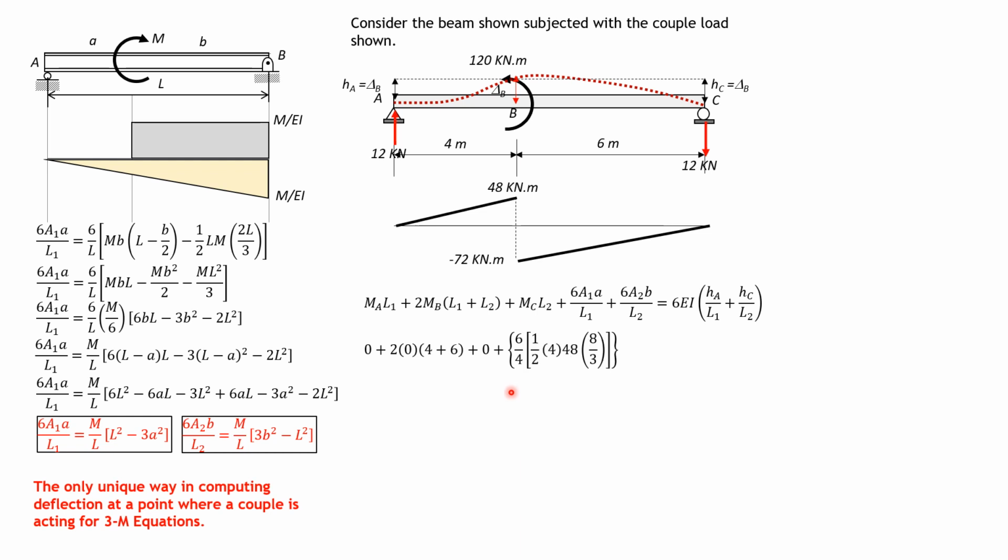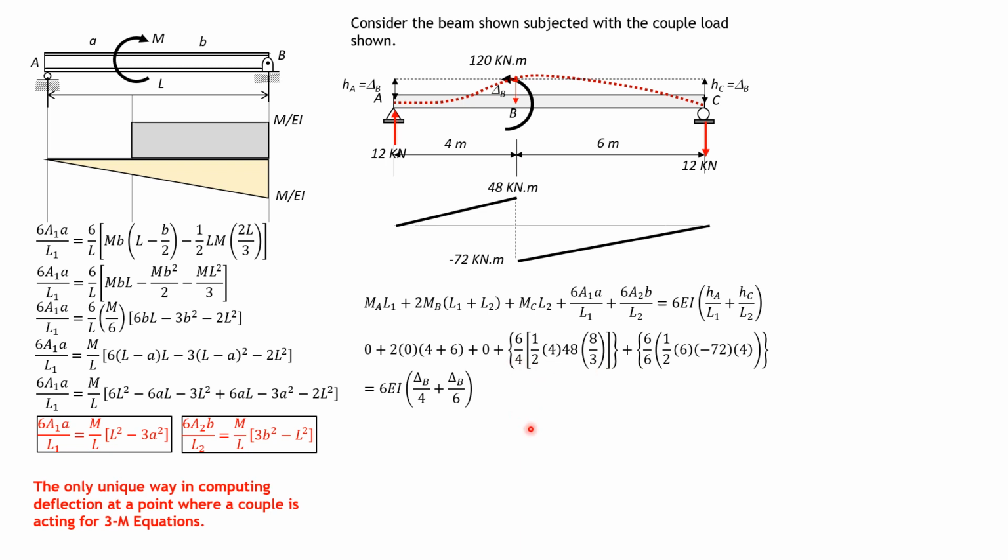So 0 plus 2 times 0, as I said, then everything here is 0, MC is also 0, equals 6 for span AB, 6 over 4. Then the area, moment of area with respect to the left is 1/2 of 4 times 48, then 2/3 of 4 is 8/3. Then for the second part, we have 1/2, 6 over L, then quantity 1/2 of 6 times negative 72. The moment arm is 2/3 of 6 with respect to C, or with respect to the right, so times 4.